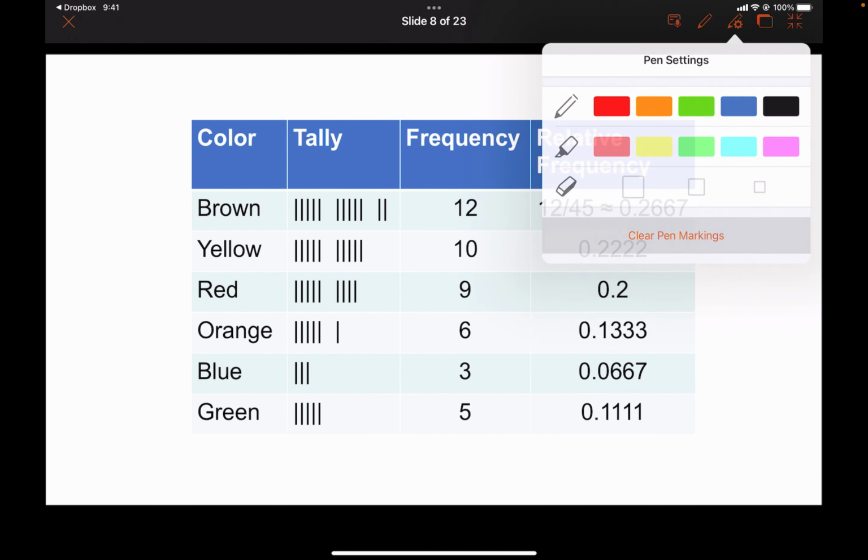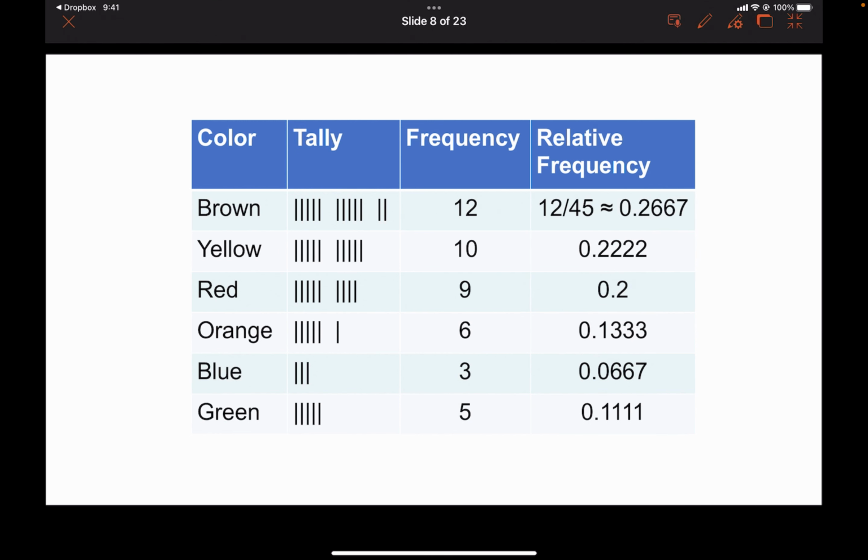Hopefully that makes sense. We like to use relative frequency because it gives us a better idea of how many brown candies there are compared to other colors. So this is relative frequency, and this is frequency.